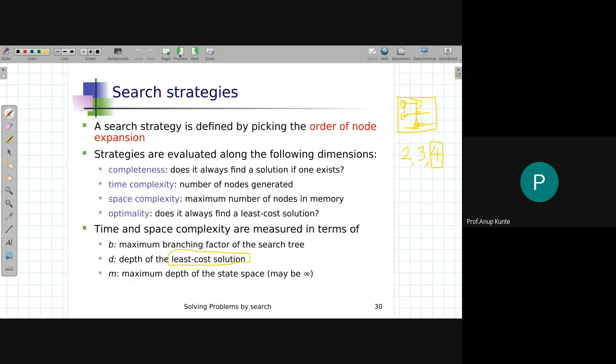Okay, so these are the 3 variables that are generally used while specifying the time and space complexity. That is why we looked at them closely. B, maximum number of branching factor for a problem. D is depth of the least cost solution for a problem. M is the maximum depth of the state space.